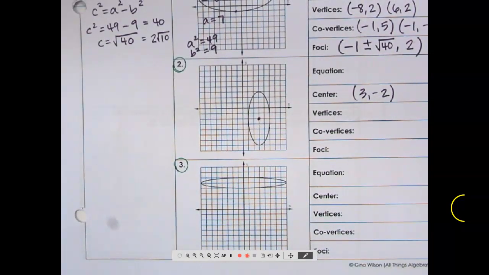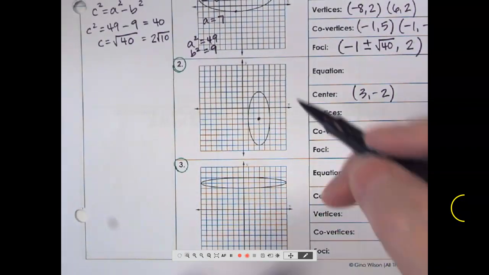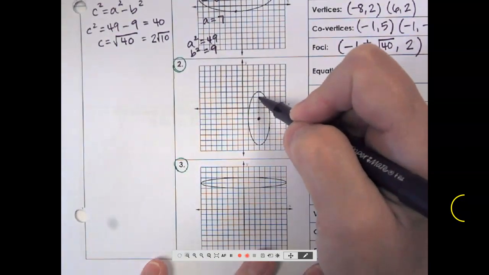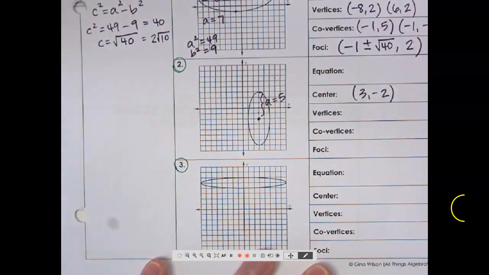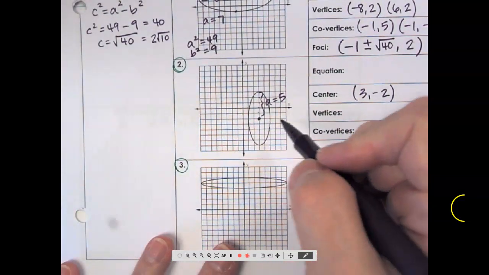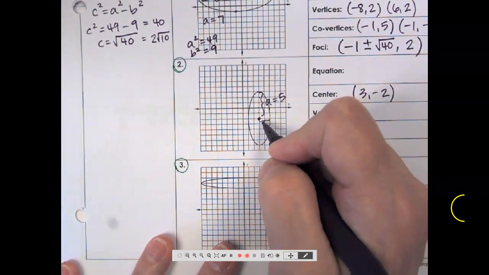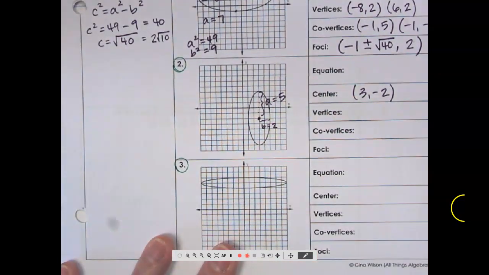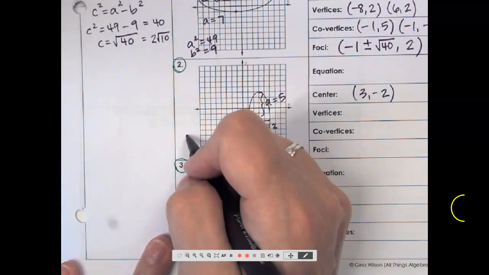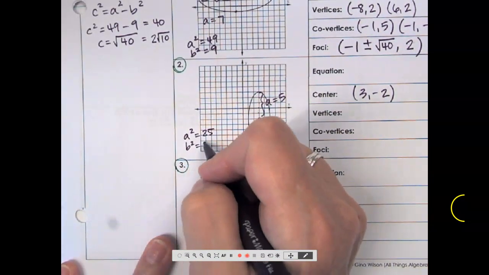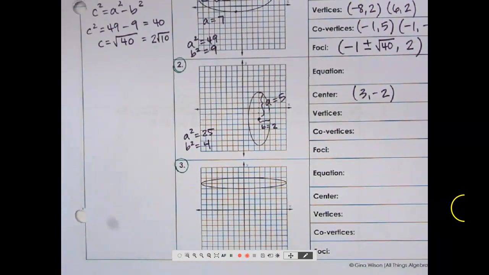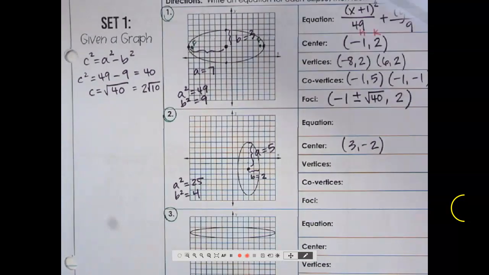Okay, so A is the longer direction out to a vertex. So 1, 2, 3, 4, 5 is A. B is the distance, that shorter distance from the center. So B is 2. Well, if A is 5, A squared is 25. And if B is 2, B squared is 4. So I know A squared, I know B squared, I know the center point. We can write the equation of the ellipse.